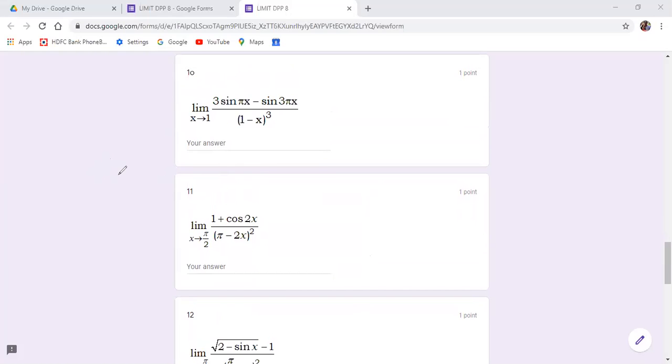Sir, I don't know, but maybe I got 4 pi cube. I made a mistake. I'll check now. No, sir, I got it as 4 pi cube. I got minus 4 pi cube from somewhere. Okay.